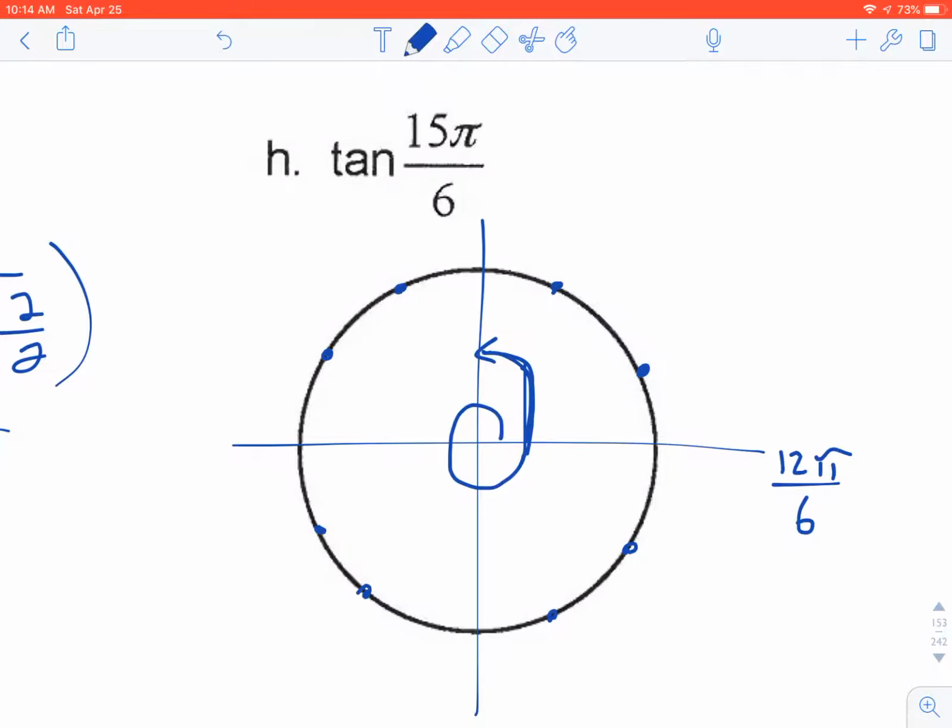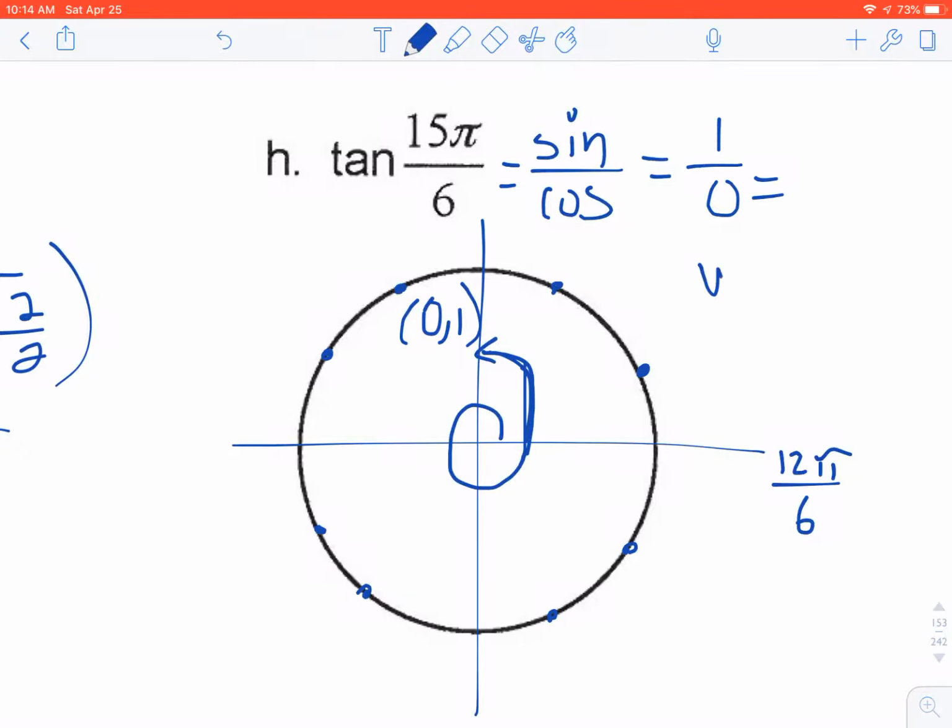Your ordered pair for this is 0, 1. Tangent is always sine over cosine. So your sine in this one is 1, your cosine is 0. So this one does not exist, or it is undefined.